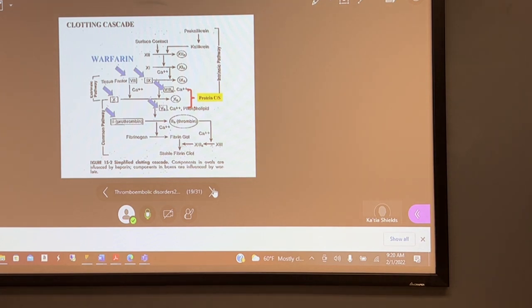All right. Okay, let's go to warfarin. Warfarin is the next group of anticoagulants. And as the arrows show, the clotting factors that are targeted by warfarin are the ones identified in boxes. And those should be factors 2, 7, 9, and 10, as opposed to that of heparin.